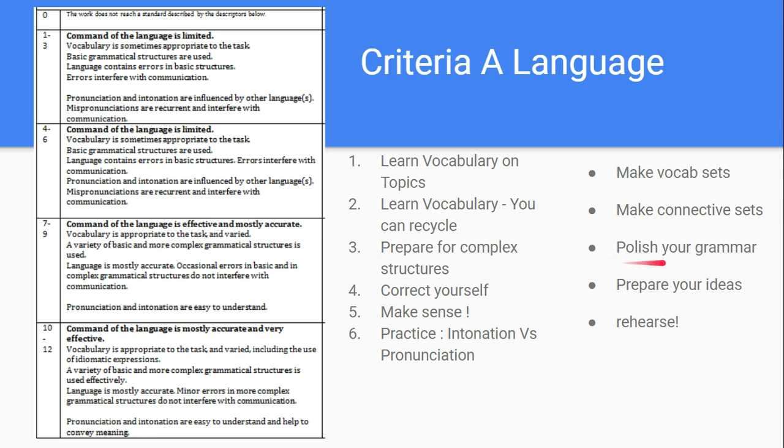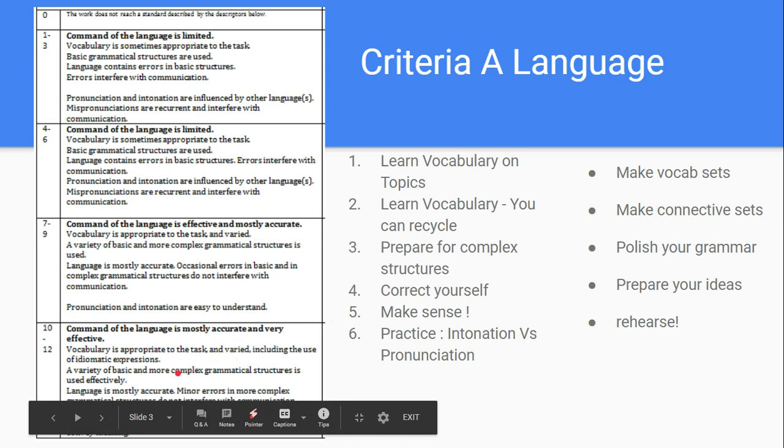What do I mean by polish your grammar? Nothing about Poland there, but polish your grammar means that your grammar needs to be pretty neat if you want to be able to score highly in that language criteria. And why is that? Well, it is because you've got to use varied and complex structures, and usually complex structures require a deep understanding about those.